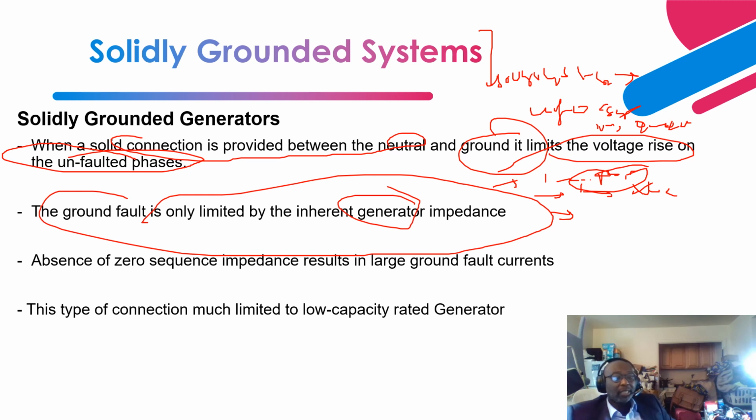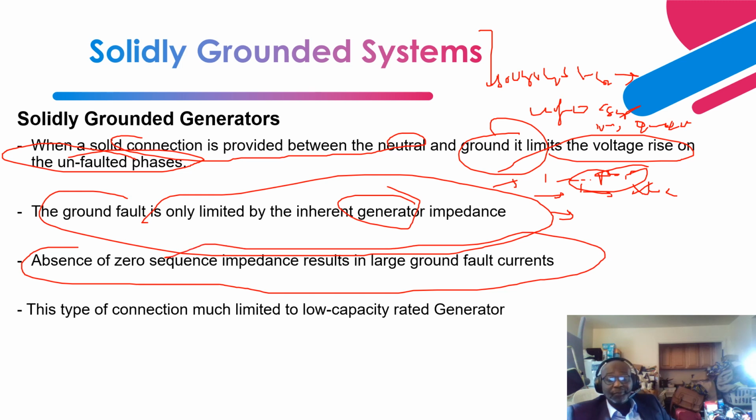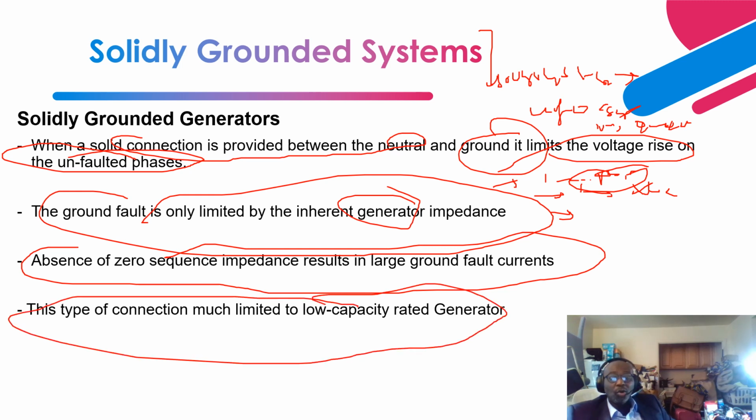Then also, absence of zero sequence impedance results in very large ground fault currents. This type of connection is basically for low capacity generators. As you know, for industrial facilities, if you have low MVA or kVA rated generators, this scheme can be utilized.